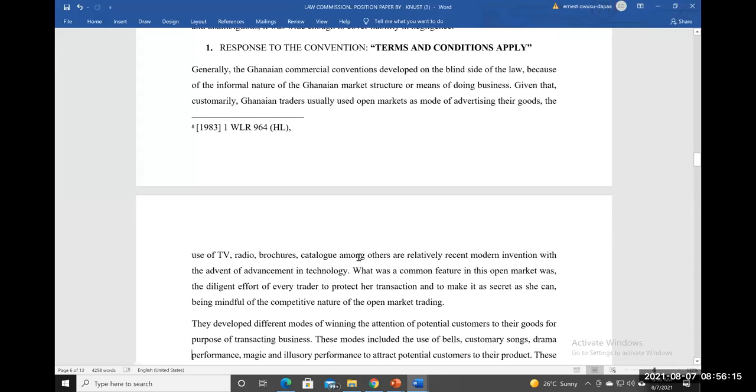So they have this, that respond to the convention. So terms and conditions apply. You know, in Ghana, when it comes to most of our transactions, especially watching the news, a lot of adverts say that the terms and conditions apply. If you say terms and conditions apply, what does it mean? Anybody tell us?